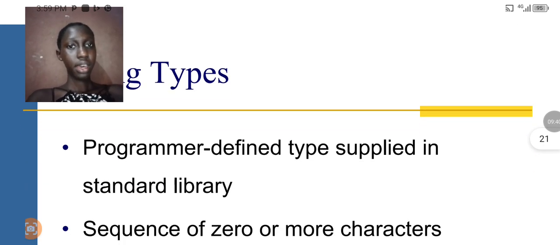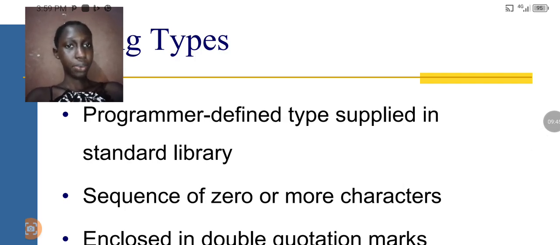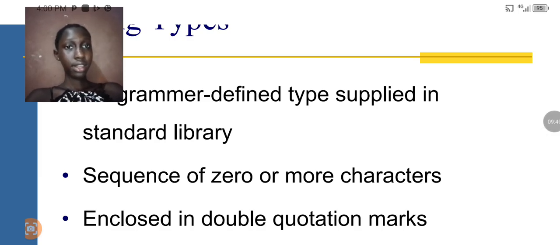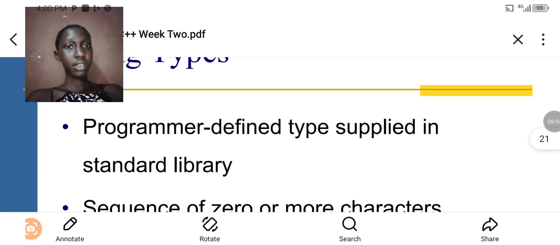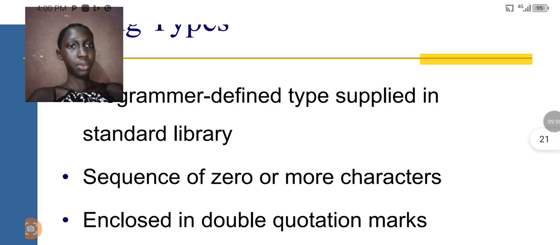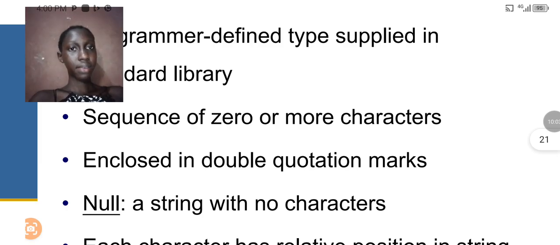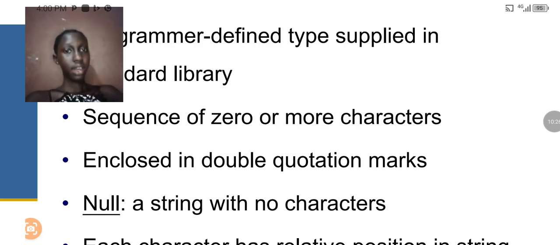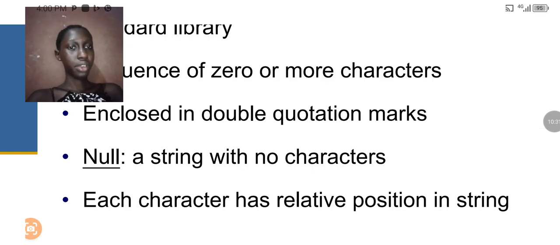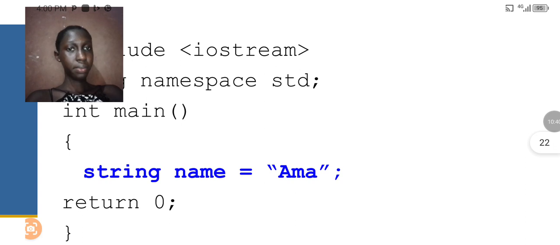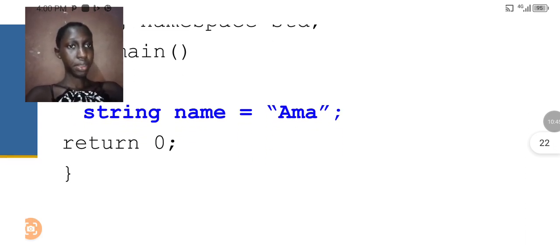Now, the string data type is a programmer-defined type supplied in the standard library. I said earlier in my previous video what the standard library does. So the programmer defines this type and it's applied in the standard library. It is a sequence of zero or more characters, so a combination of characters, and it's enclosed in double quotation marks. So when a character is enclosed in a single quote, the string data type is enclosed in a double quote. The empty string is a string with no characters. Each character has a relative position in the string. So this is also a C++ program of a string data type, note the double quotes.